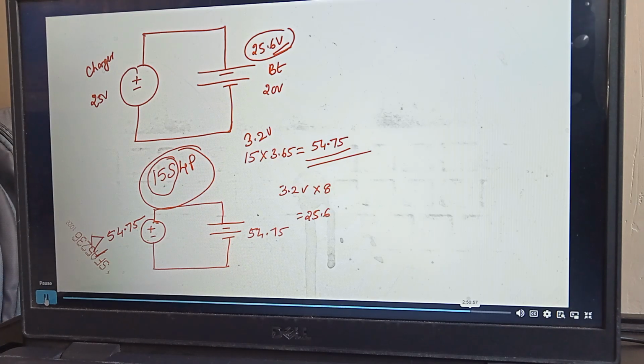Why are you asking about 3.65? We have been talking about 3.65 from the beginning itself, right? You have to note down all these cutoff values. Higher cutoff is 3.65, lower cutoff is 2.5, or you can refer to the data sheet. Nominal is 3.2. Whenever the charger voltage is to be found, you need to think about the higher cutoff voltage. So the charger voltage should be equal to or a little greater than the higher cutoff voltage of your configuration. That's it. Is it clear?